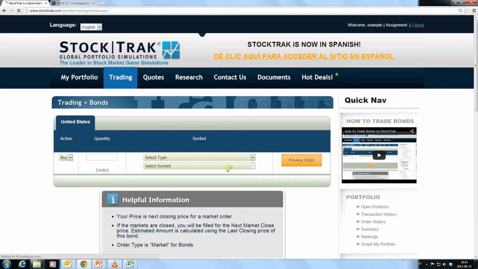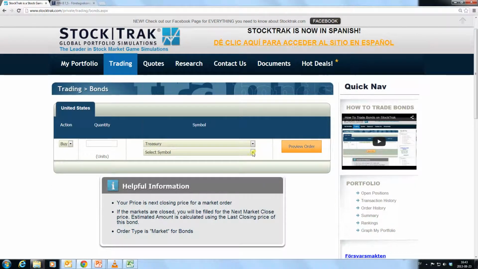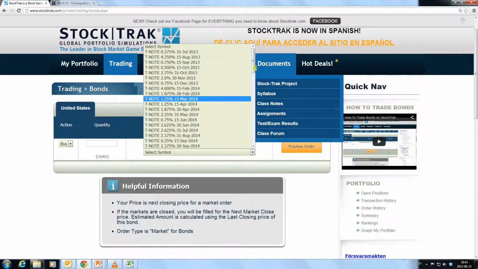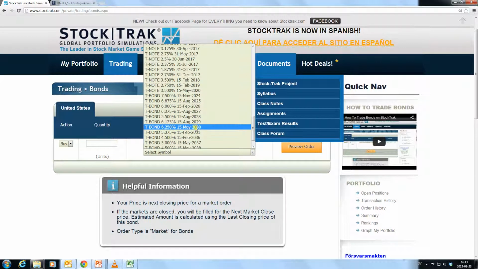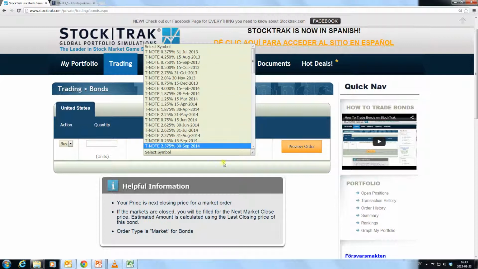I also want some treasury bonds given by the US government. And here we basically have two different types of bonds. We can either buy T-notes or we can buy T-bonds. The difference is that the T-note is no longer than 10 years and the T-bond has a longer time to maturity than 10 years. There are also T-bills that you could purchase, but they're not available in StockTrack, unfortunately. But you can still trade them through ETF trade, exchange-traded money market funds, which I show in a different movie. Okay, so these are the different bonds that we could purchase.